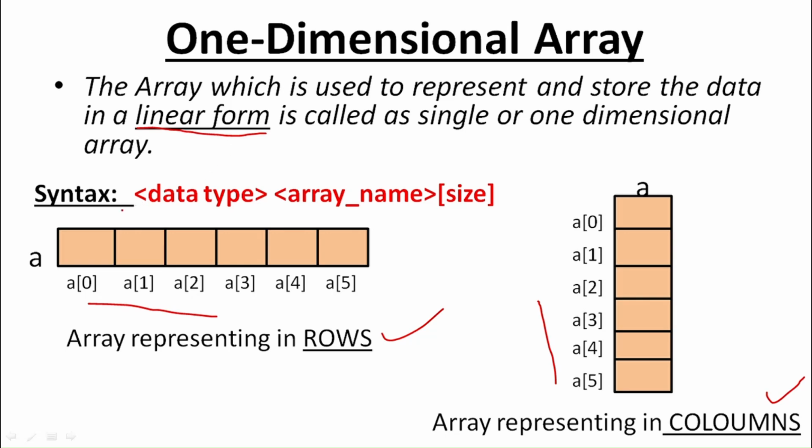Now let's check out the syntax. Syntax is nothing but how we are going to represent this array. First we will write the data type of the array, then we will write the array name and the size in the square brackets. So in this case, how do we represent the array? First we will write int, that is the data type, and we will write the array name A. I'll write the size 6, because this array has the capacity to hold 6 elements. So this is how we represent the one-dimensional array.